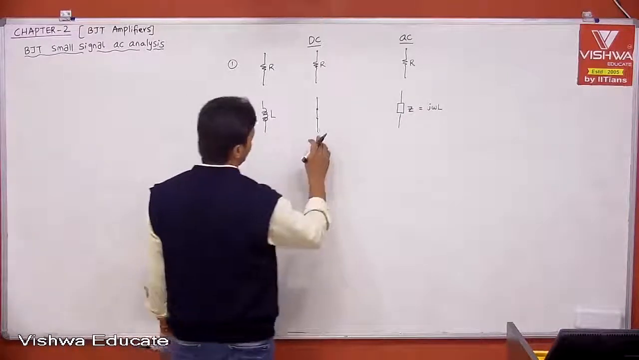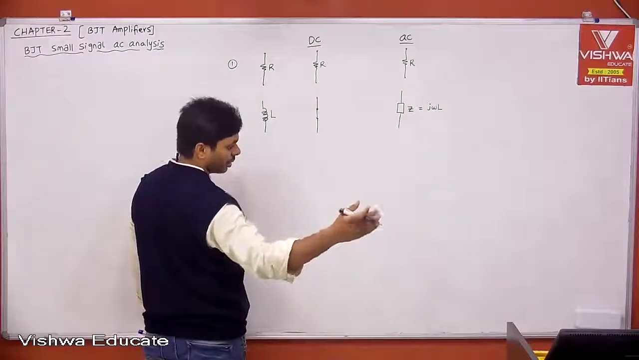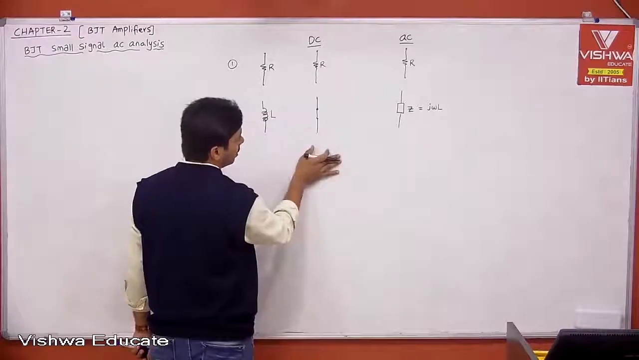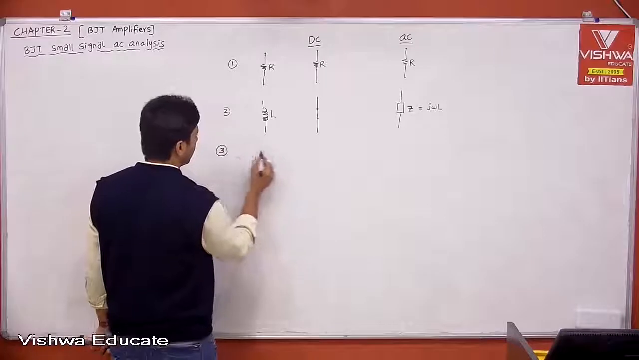Now this is what is here. I'm giving only the ideal model, I'm not giving the practical model, because you know the difference between the ideal model and the practical model. I'm just giving level 1 or first approximation. Third one, the capacitor.